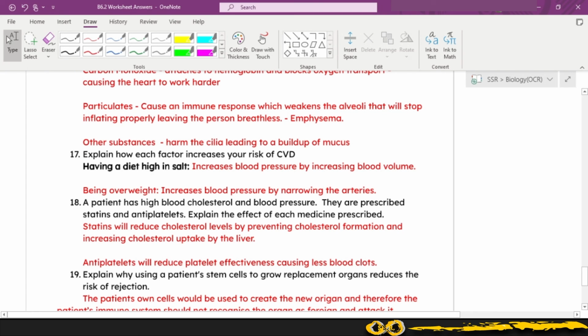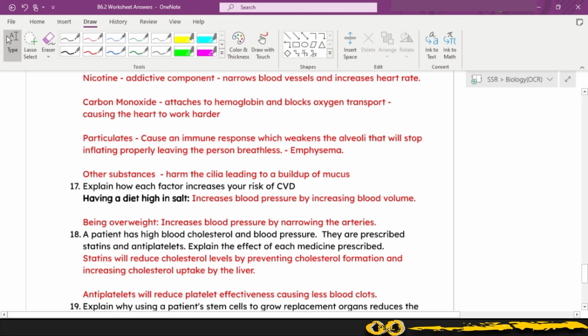There are a number of different factors that can increase your risk of cardiovascular disease, and these center a lot around lifestyle factors, but there are also some genetic diseases that will be included in this section.